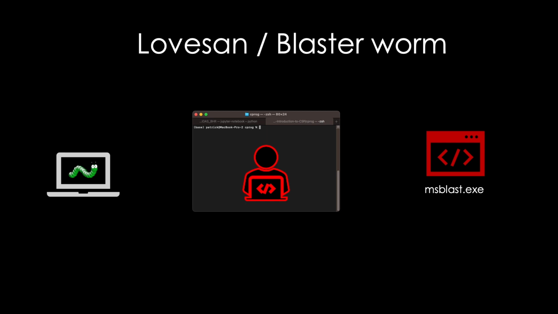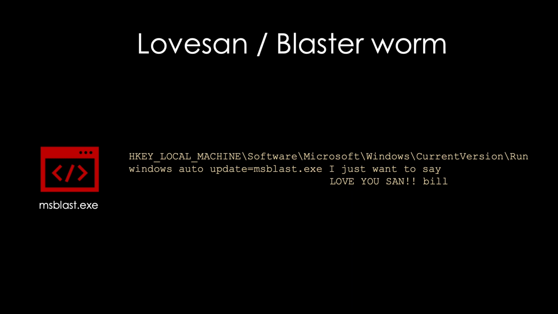Through this reverse shell, the attackers installed msblast.exe, and they also fabricated a registry entry similar to what we've seen in the virus video, where they basically specified that this msblast program was to be run. And this is also where the name of the attack comes from: "I just want to say love you, San, Bill." So Lovesan is one of the official names of this attack. The other one is Blaster worm, because the malware was called msblast.exe.